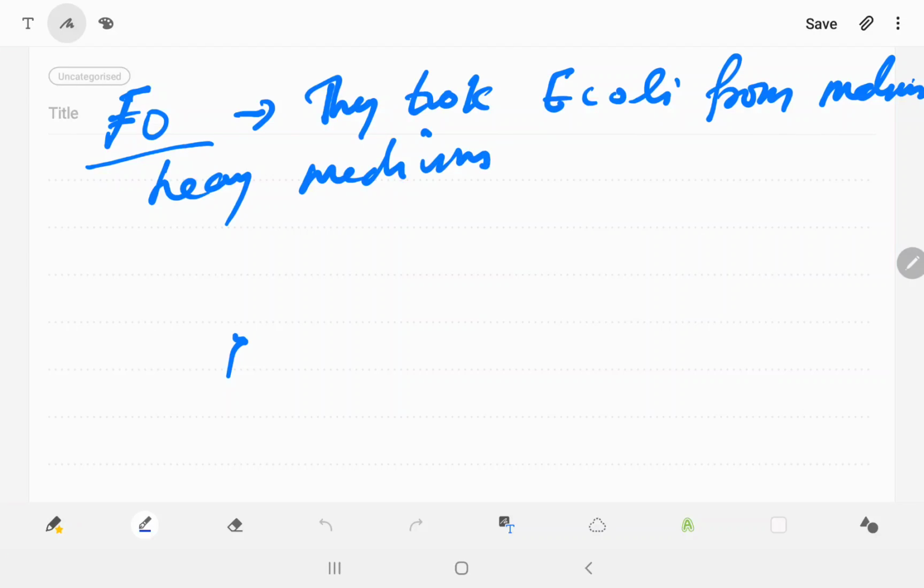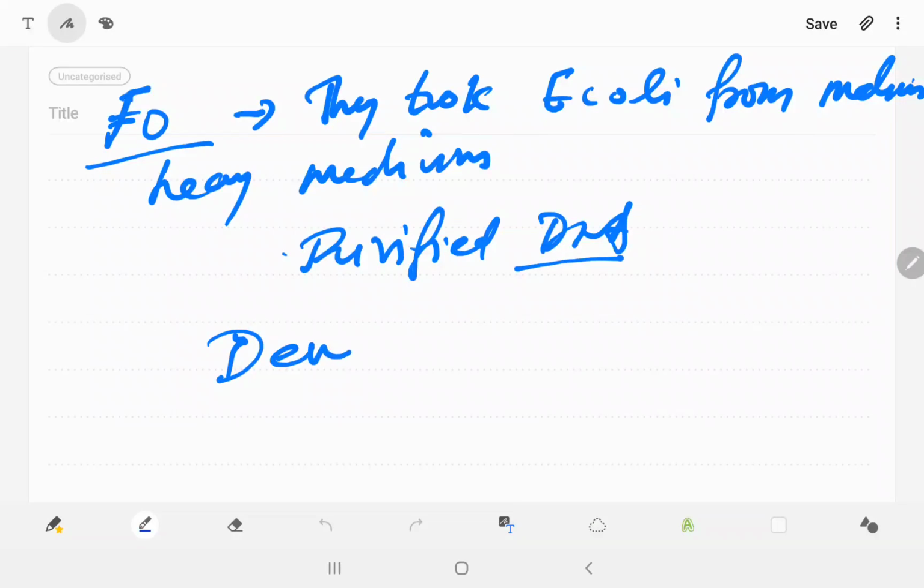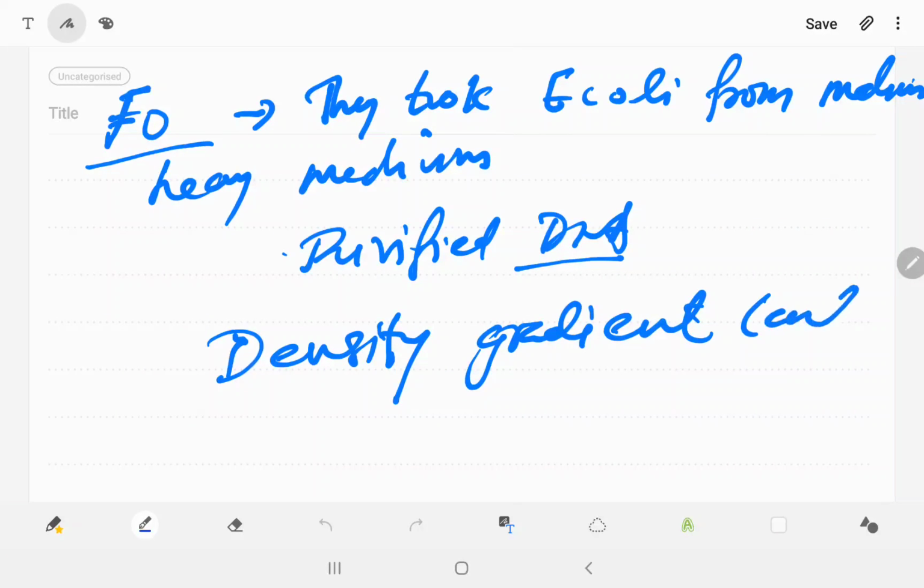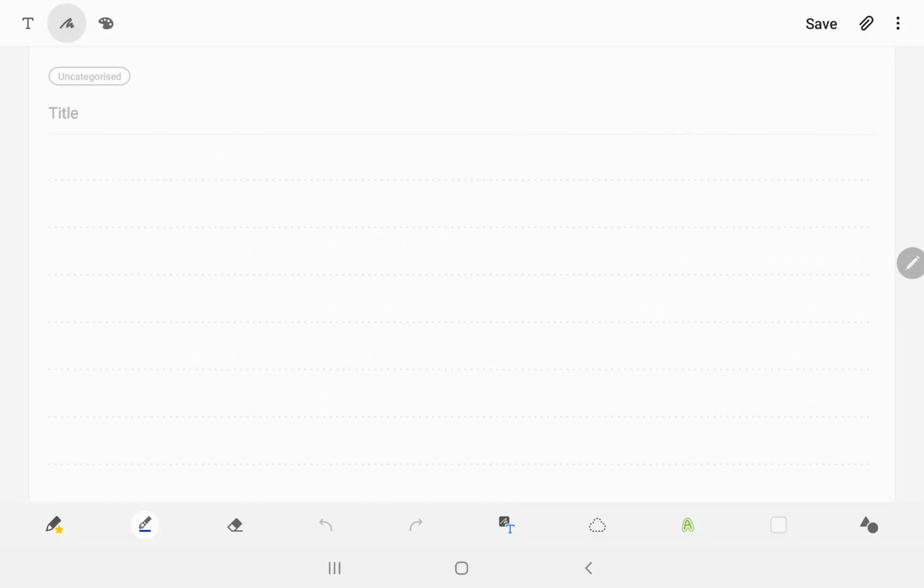After taking the sample from the heavy isotope medium, they purified the DNA. After purification, they did density gradient centrifugation. They did density gradient centrifugation.